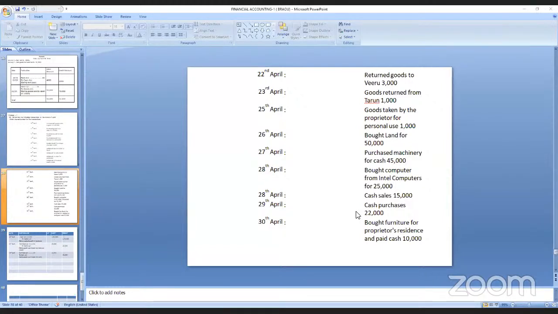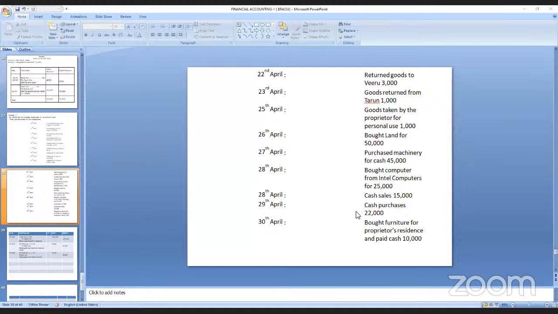29th one, cash purchases. Purchases account debit to cash account. 25th one, drawing account debit to, because he is not purchasing from his own goods, he is taking the goods for his personal use. So drawing account debit to goods account. 25th one, drawing account debit to goods account.